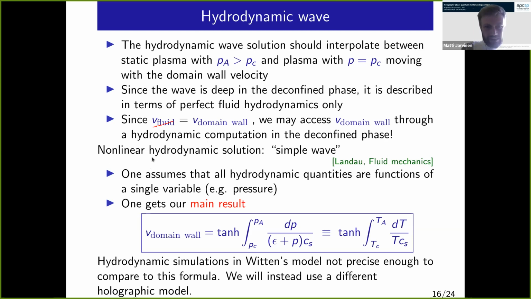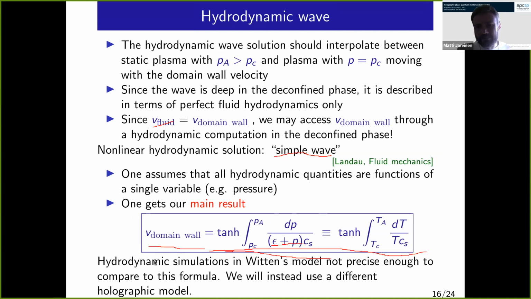And the solution for this hydrodynamic wave turns out to be what is called the simple wave in Landau-Lifshitz. So you assume that the hydrodynamic quantities are functions of a single variable, for example, the pressure, and you just plug this into your perfect fluid hydrodynamic equations. I'm not going to show you the computation, but from that you can derive a formula for the domain wall velocity. It's given by this kind of integral. So the only input which you need here is the equation of state, and then you can plug it into this integral and do the integral and compute the domain wall velocity.